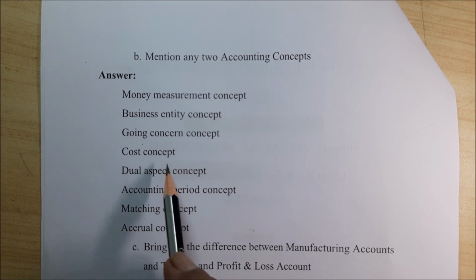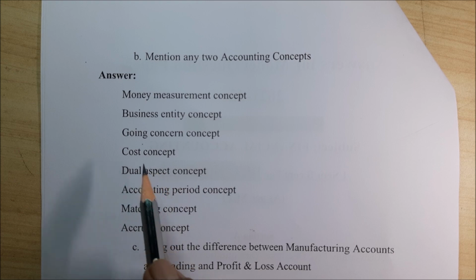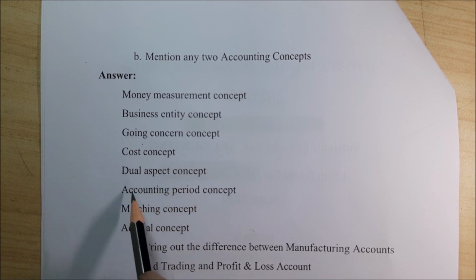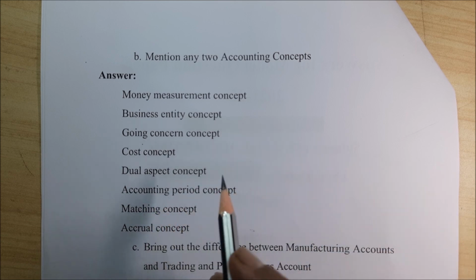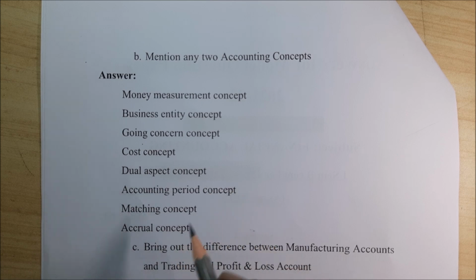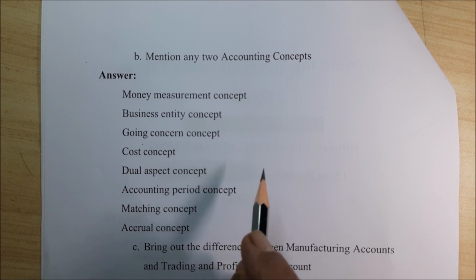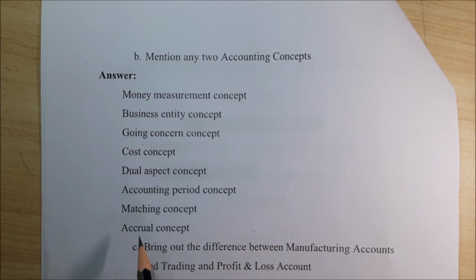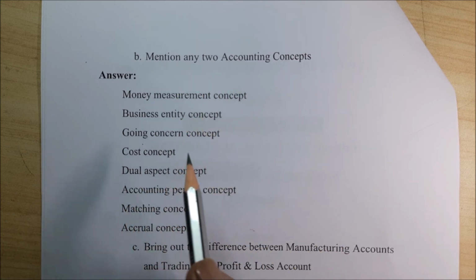Cost concept: whatever you do, that cost is recorded, because we would like to see the profit or loss. Dual aspect: for every debit there should be a corresponding credit. Accounting period: usually it is from 1st of April to 31st of March. Matching: assets must be equal to liabilities. Accrual means outstanding; everything cannot be paid immediately, so it is accrued. So these are the 2 they have asked, but I have given you a brief explanation also.